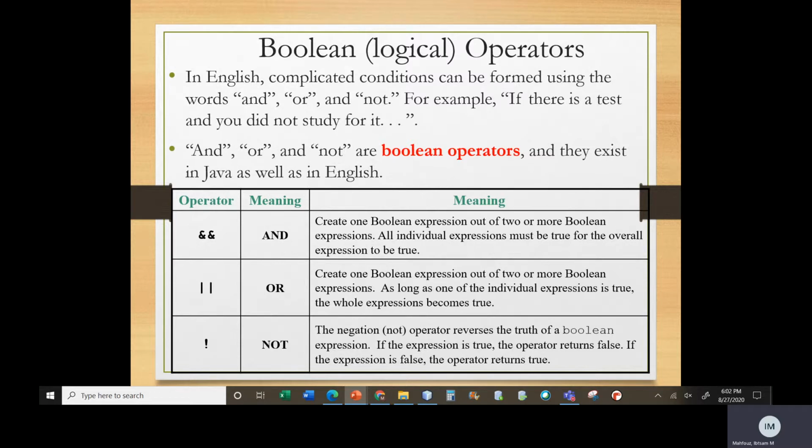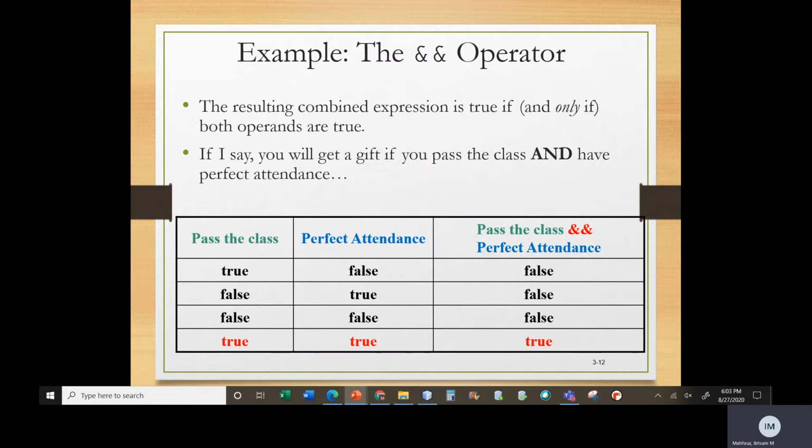Now, let's think about the meaning of an and or an or. Let's assume that I tell you, to get an A in my class, you need to pass the class, get a passing grade, and you have to have perfect attendance. Those are my two conditions for passing the class. So if you get a passing grade, but you don't show up, I am not going to let you pass the class. This is just an example.